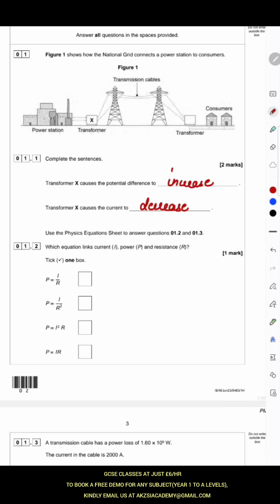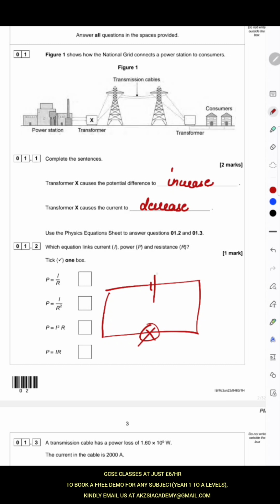Next is which equation links the power, current and resistance, which is P equals I squared R. Let me show you one thing so that you can easily understand everything. It all starts with the basic definition of potential difference. What is potential difference? Potential difference is basically the difference in energy, or the energy carried by each charge. Take the basic setup.